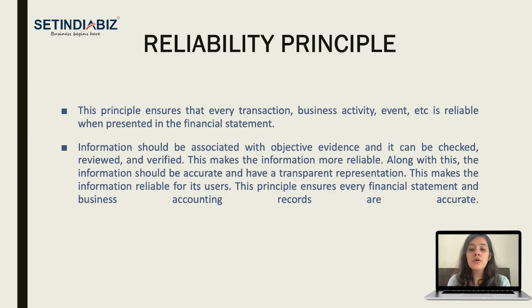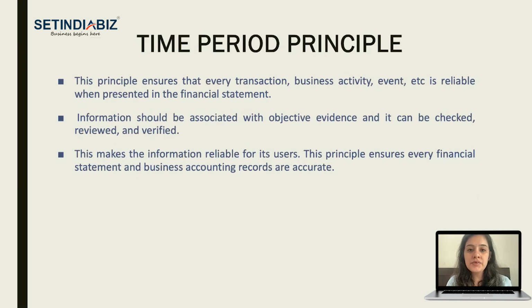This principle ensures every financial statement and business accounting record is accurate. So reliability principle means that only those transactions which can be verified with the source of evidence should be recorded in accounts, right? That means that they are accurate and they have actually happened in the financial year. Now we will move to the next principle, time period principle.